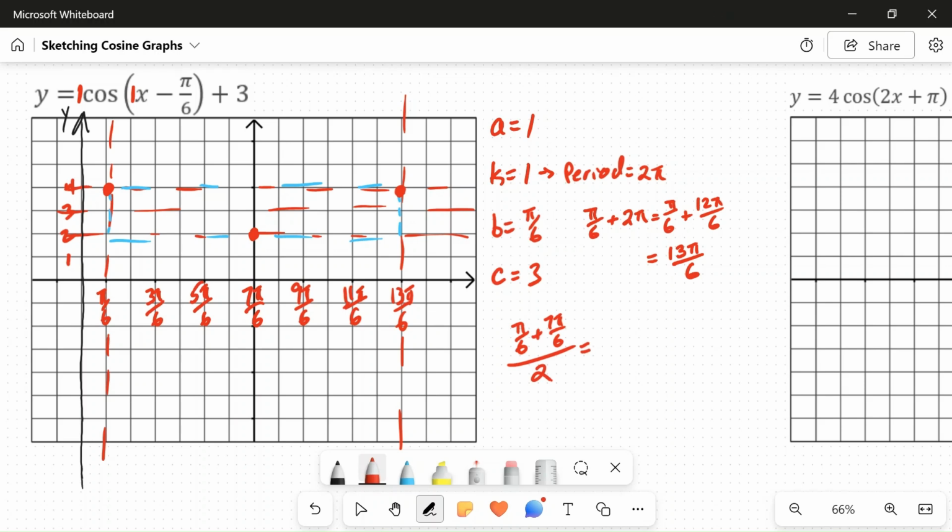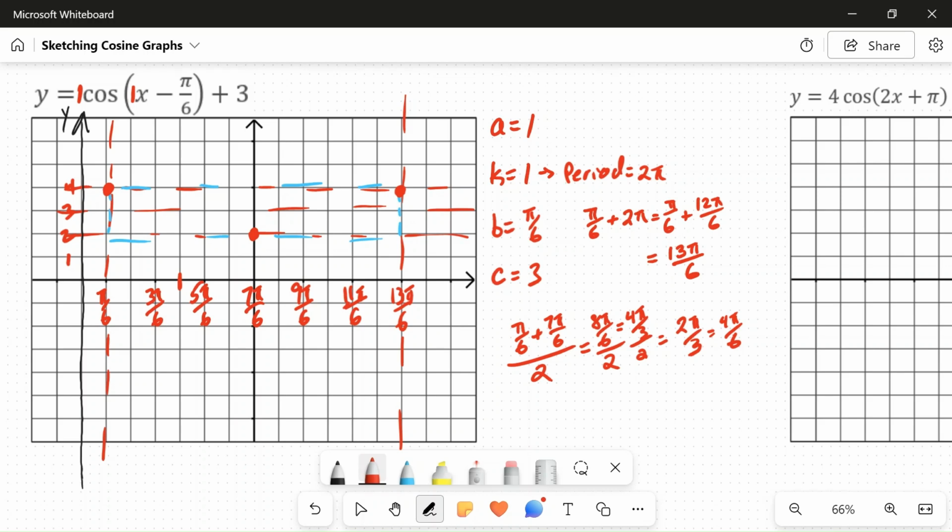Okay, so that would be 8 pi over 6, and all that's over 2. 8 pi over 6, I take a 2 out of both of those, so it's going to be 4 pi over 3, and that's still divided by 2. And we divide everything by 2, we get 2 pi over 3. So 2 pi over 3 would also be 4 pi over 6. So here at 4 pi over 6 is the middle. So once we know where that is, we can figure it out.